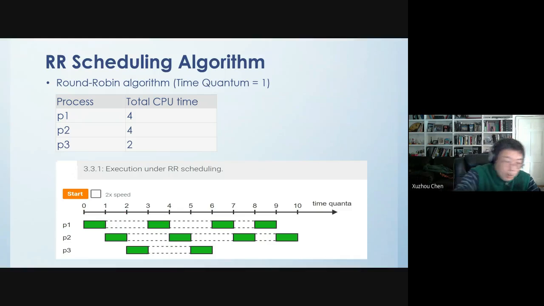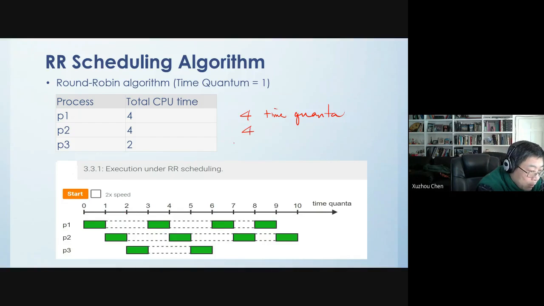So in that case, process 1 requires 4 time quantum, right? Process 2 requires 4 time quantum, and process 3 requires 2 time quantum, because the time quantum is 1. So what's the total CPU time it takes from the beginning of the process to the end of the process? It's 9.